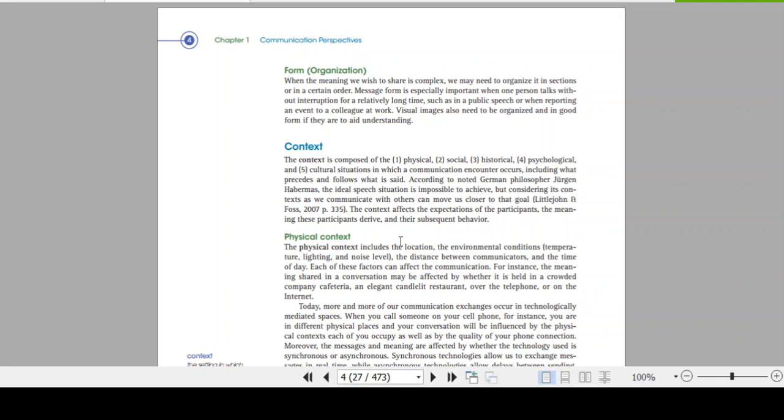So, visual images also need to be organized and in a good form if they are to aid understanding. Certainly, a good idea is not a good idea until it is given a good shape or form or organization. So an unorganized expression is meaningless. Like, it won't be conveying the meaning. Okay, so organization, or form or structure, is important.